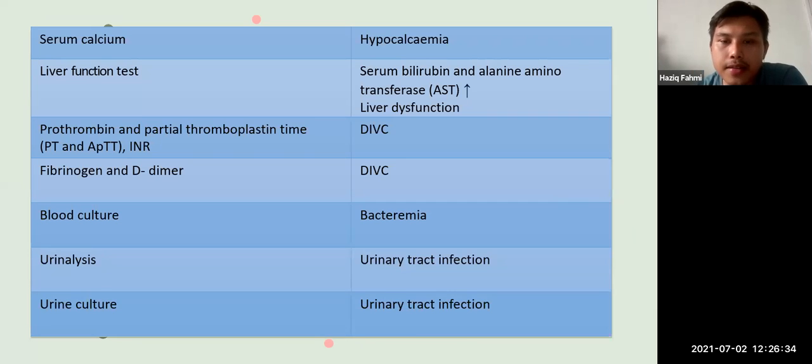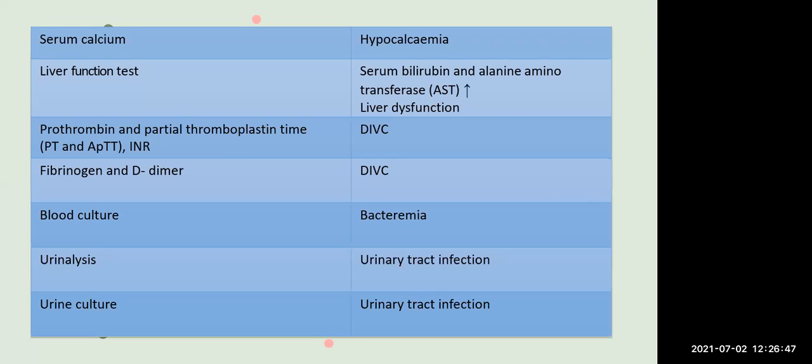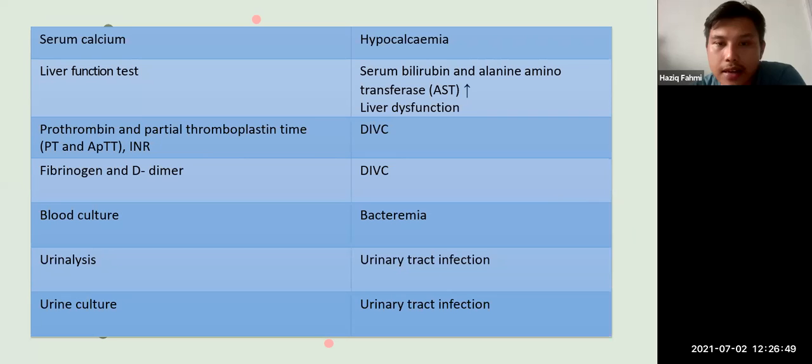Okay, next is serum calcium to rule out hypocalcemia, which can affect the myocardial function and also vascular tone, and should be corrected if present. And then we have LFT to rule out liver dysfunction, evident by increase in bilirubin as well as liver enzyme. And then to rule out DIC, we may request for coagulation profile and also low fibrinogen and D-dimer. And then blood culture to rule out bacteremia. And then to rule out urinary tract infection, we may request for urinalysis and urine culture.